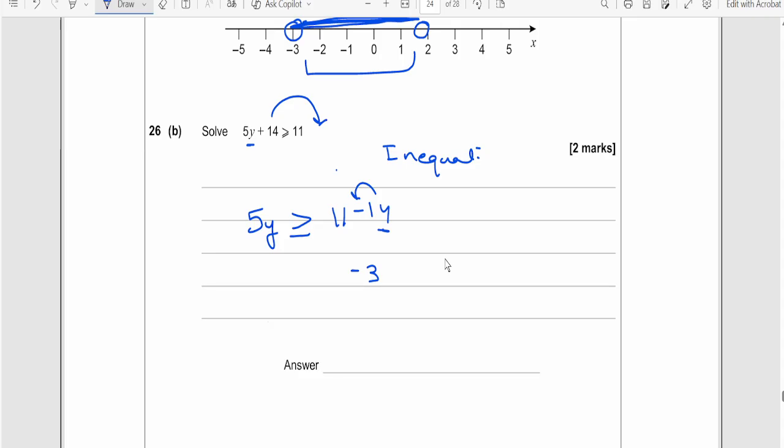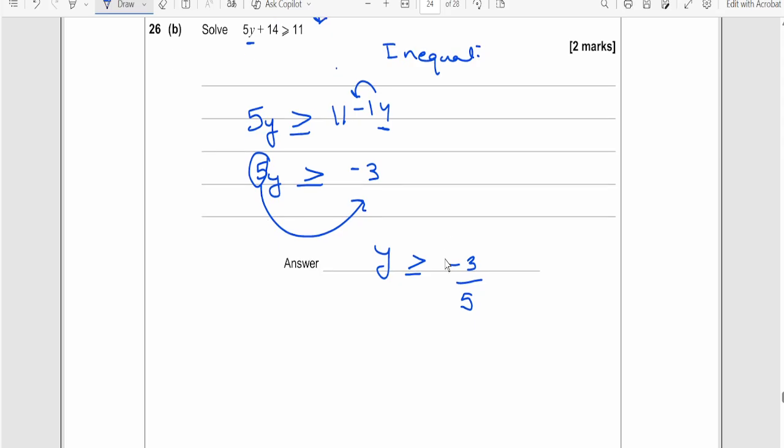This side I have 5y. Now, this 5, if I move it to the other side, this will come in the denominator, right? Because this is in multiplication. So that's going to be my answer, right? Clear? Yes. Okay, try this.